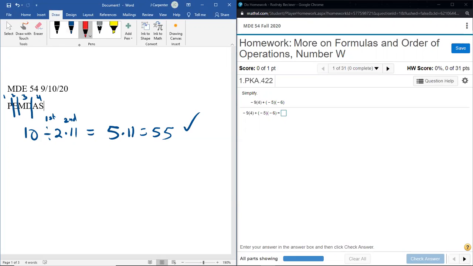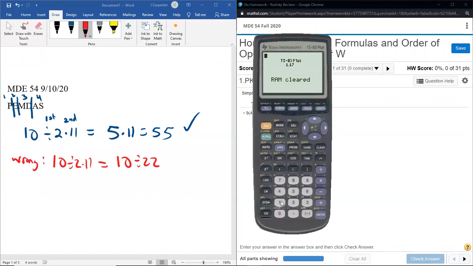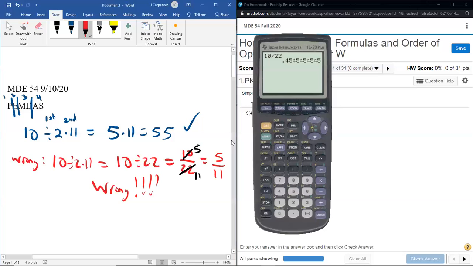If you did it the wrong way, 10 divided by 2 times 11, you would say 2 times 11 is 22. Then you do 10 divided by 22, which is a really ugly number if you pull out a calculator. You could do the long division, but that's not the point of this course. It's 0.454545. But usually, we're not going to want to answer things that way. What we probably want is a reduced fraction. So you'd turn this into 10 on top of 22, and 2 goes into 10 5 times, and 2 goes into 22 11 times, getting 5 elevenths, which is the decimal version above. But again, it is still wrong. This top version was the correct way.